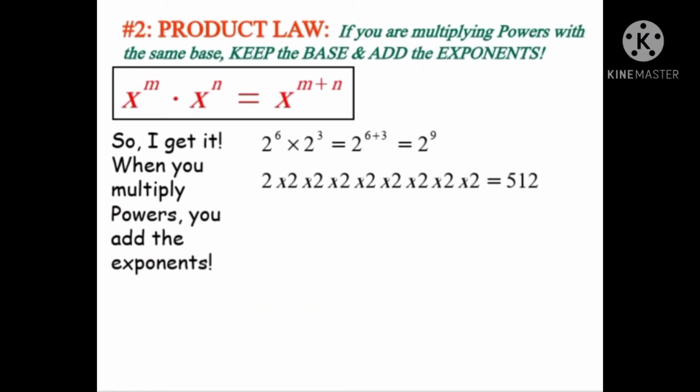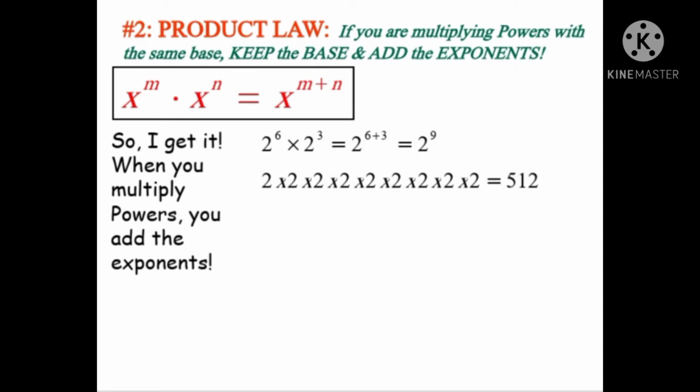Second will be the product law. If you are multiplying powers with the same base, keep the base and add the exponents. By the illustration, x raised to m multiplied by x raised to n will be equal to x raised to m plus n. We have here the concrete example, 2 raised to 6 multiplied by 2 raised to 3. The answer is 2 raised to 6 plus 3, or 2 raised to 9.